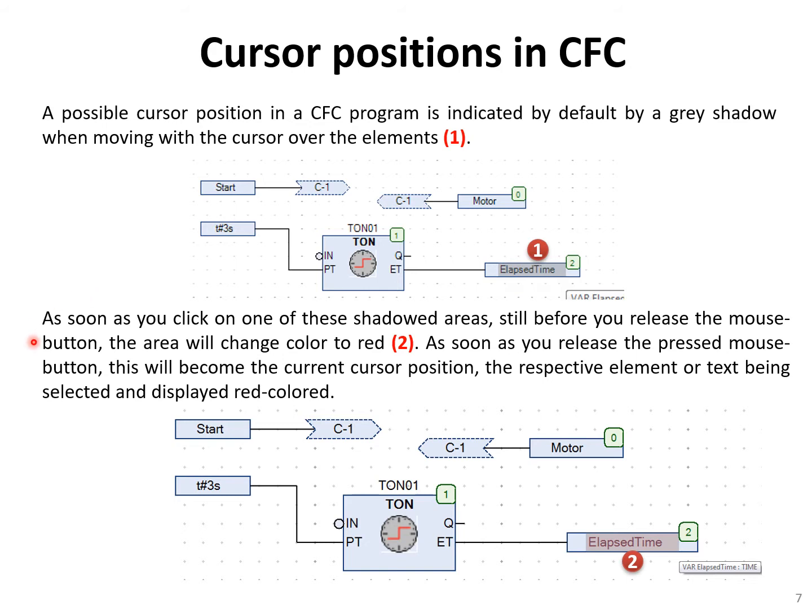As soon as you click on one of these shadowed areas, still before you release the mouse button, the area will change color to red. Okay, so you click on this, it will change color to red. As soon as you release the pressed mouse button, this will become the current cursor position, the respective element or text being selected and displayed in red color. So this is basically a selected element, and you could move the box around by keeping your finger on the left button of the mouse.